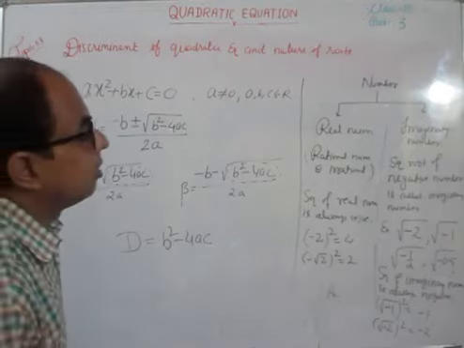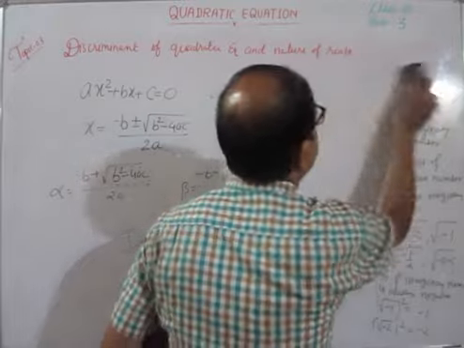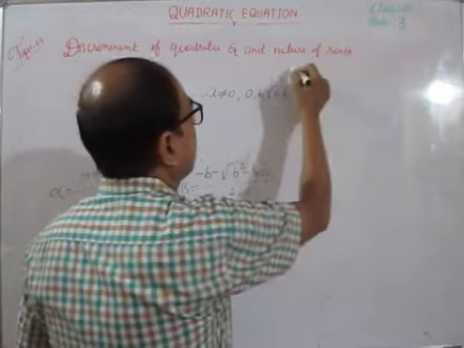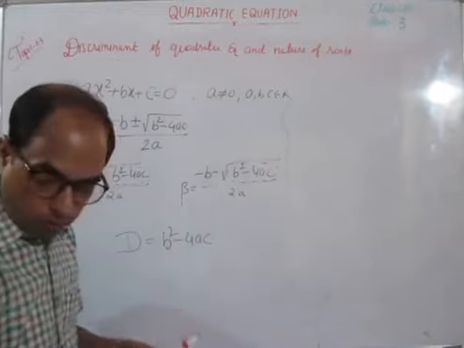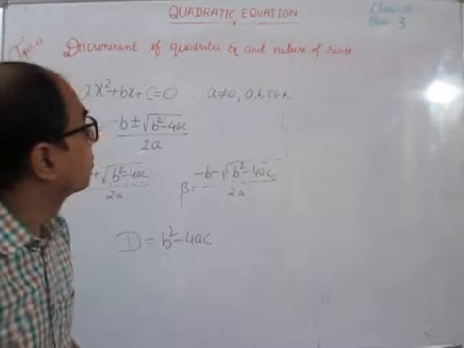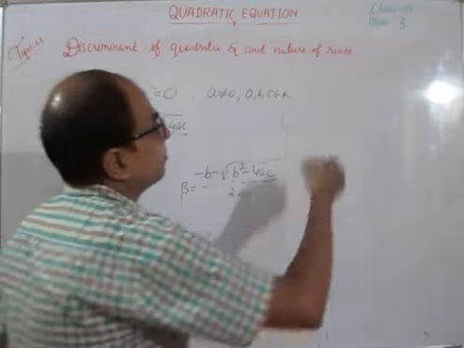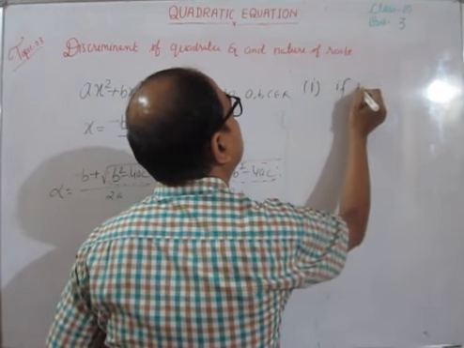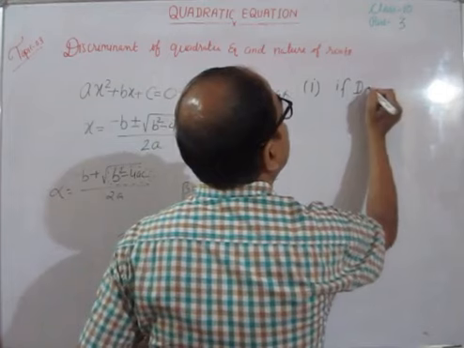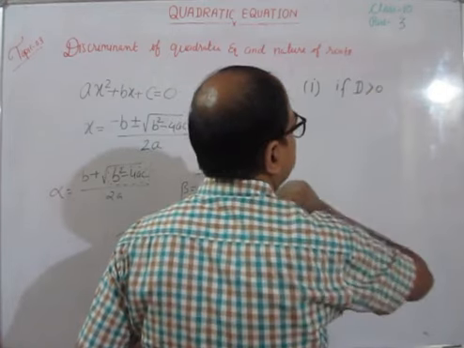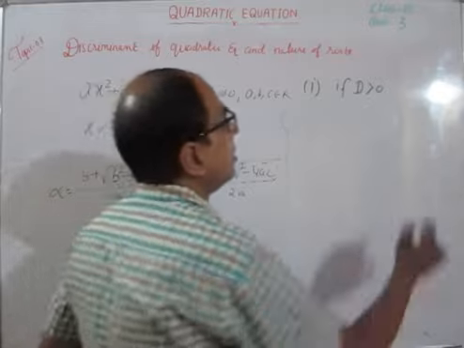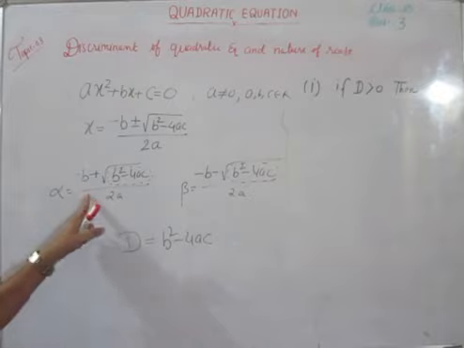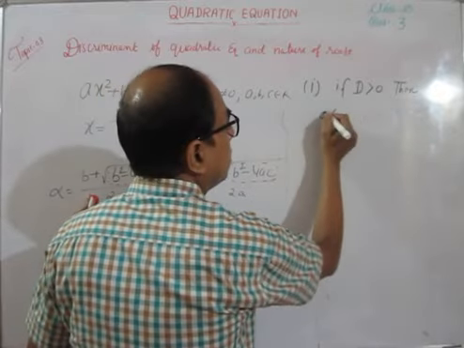So let me rub this one to make space. Now let us see how the discriminant describes the nature of a quadratic equation. Look here. First case: if the discriminant is positive, then you can see there will be two values of the root.